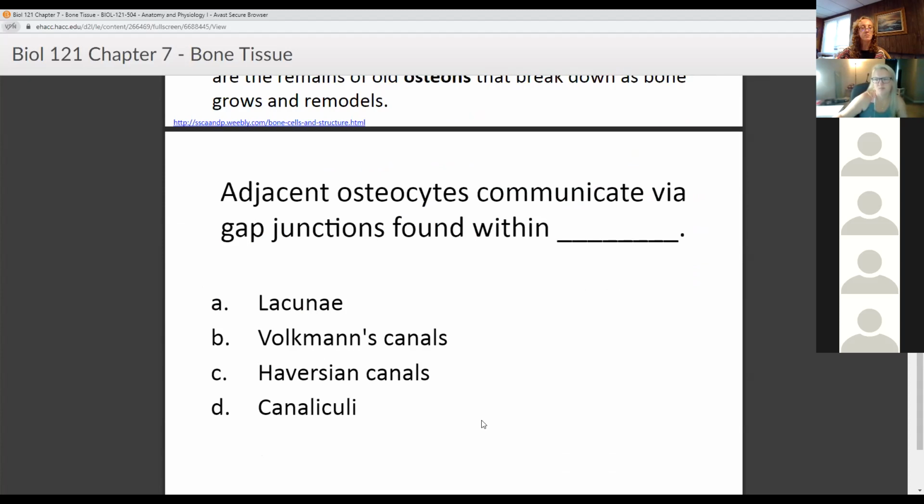Is it B? Say it one more time. B as in boy. Close, but that's actually the other name for the perforating canals that connect the central canals. And the other name for the Haversian canal is the central canal. I'm looking at the wrong one. Sorry. Okay.